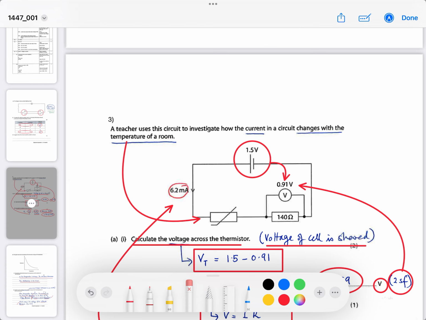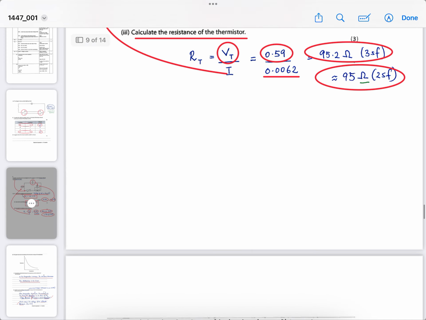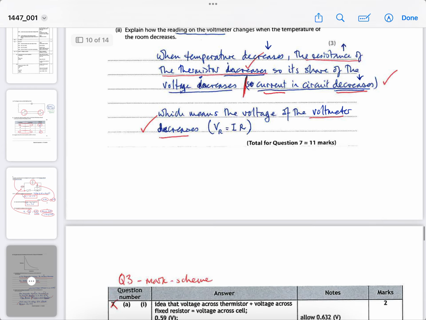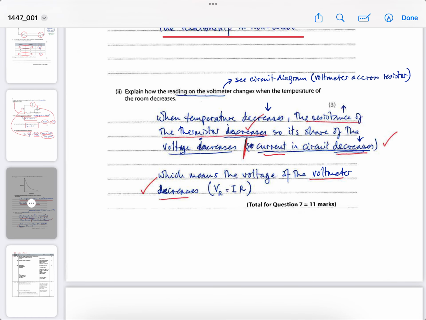So the voltmeter is 0.9 volts, yeah? So we want to know what will happen to this 0.91 volts. Is it going to change? How is it going to change? So we need to go now look at the question. So here it is. We'll explain how the reading on the voltmeter, which is across the resistor, changes when the temperature of the room decreases.